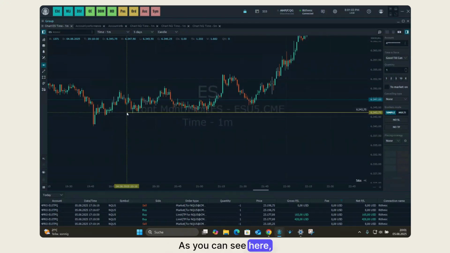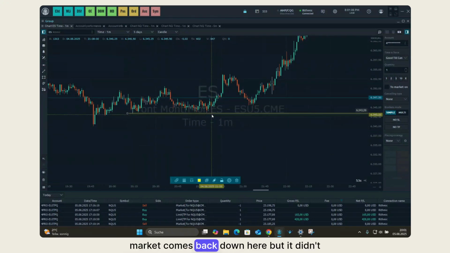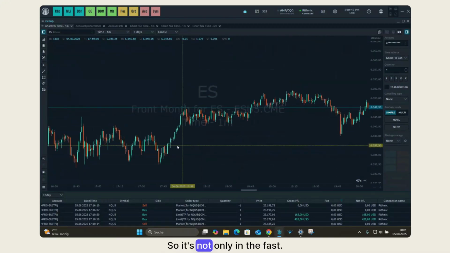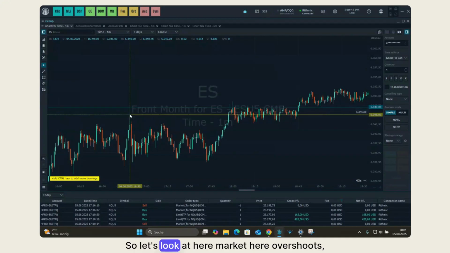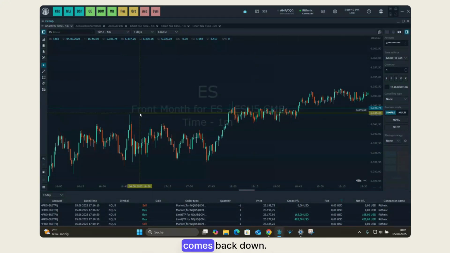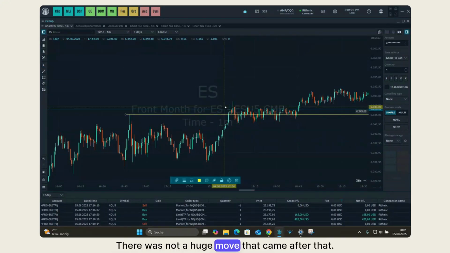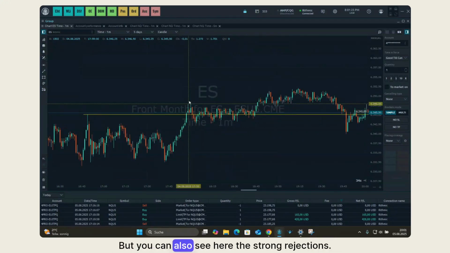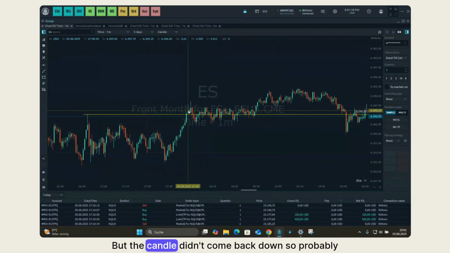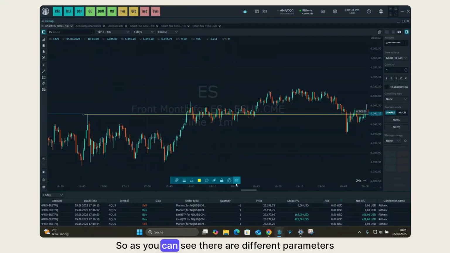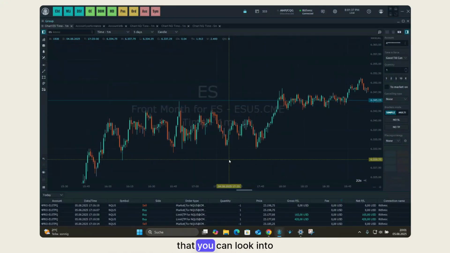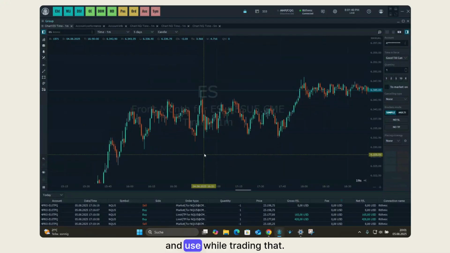As you can see here, same thing here. Market comes back down here, but it didn't overshoot, unfortunately. So it's not only in the fast. So let's look here. Market here overshoots, comes back down. There was not a huge move that came after that, but you can also see the strong rejections, but the candle didn't come back down. So probably not a good trade. So as you can see, there are different parameters that you can look into and use while trading that.